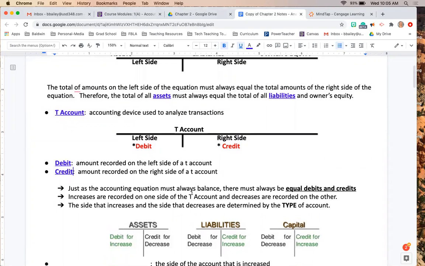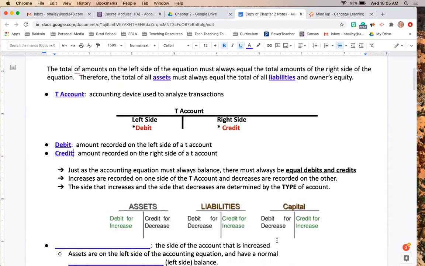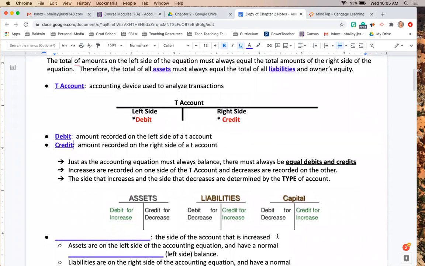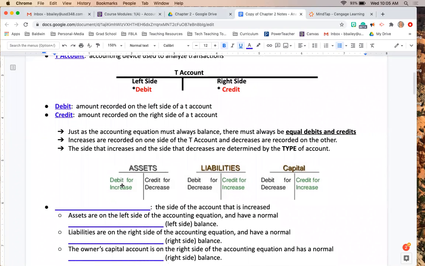Increases are recorded on one side of a T account and decreases are recorded on the other, depending on the account type. So this is why it was so essential for you in chapter 1 to learn what assets, liabilities, and owner's equity were. Because as you can see in this image below, an asset increases with a debit and decreases with a credit. Liability is opposite. It decreases with a debit and increases with a credit. And the capital account increases with a credit and decreases with a debit, but different owner's equity accounts look different. So this is just specifically capital.